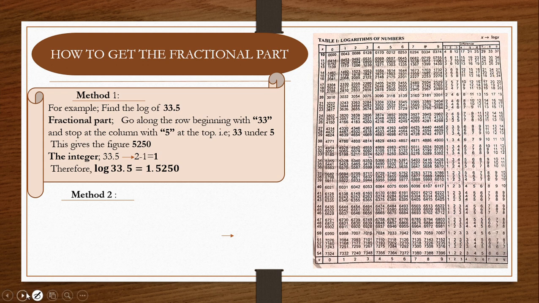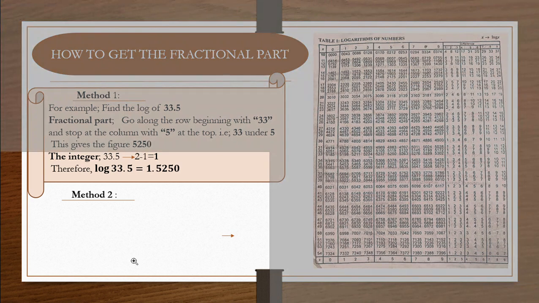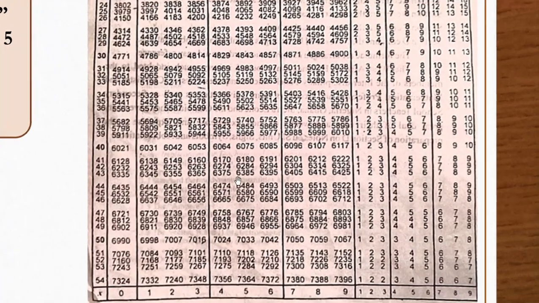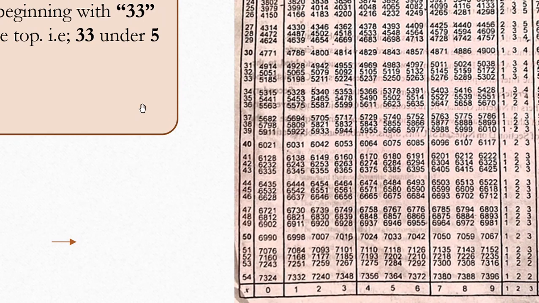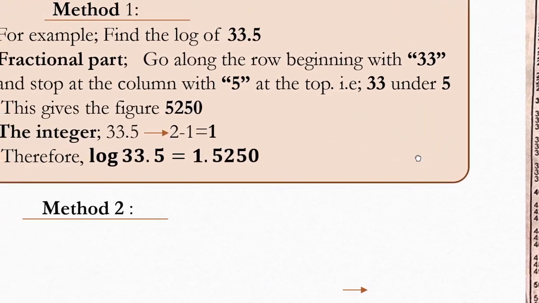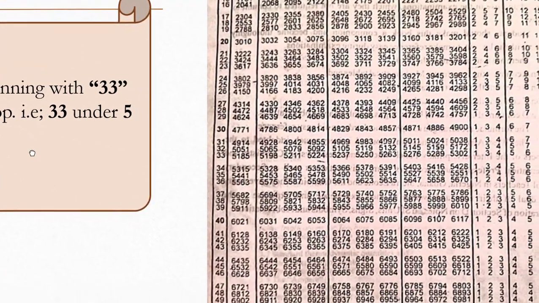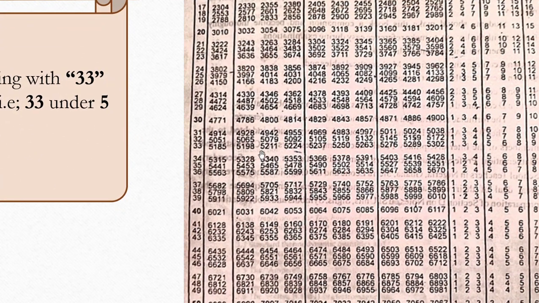So okay, I'm coming. Let's zoom in on this side of 33. They say we should go along the row of 33, and stop at the column with 5 at the top. So this is the row of 33, and we should stop at the column of 5.